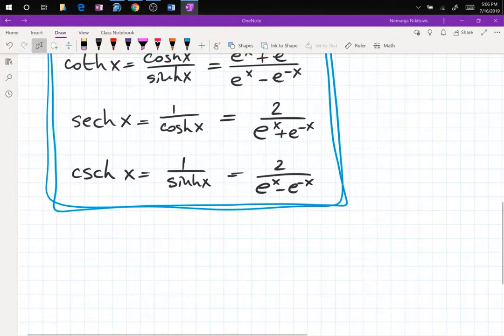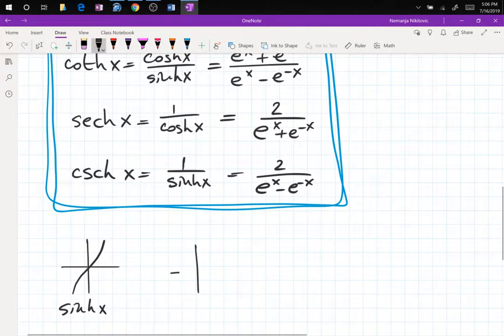So let's just sketch real quick. The first one looks almost like x cubed. It's not x cubed, but that's what it looks like. So that's the sine hyperbolic x. Then we have our cosine hyperbolic x, which is, as I said, the cable.